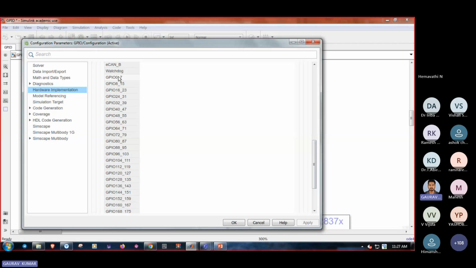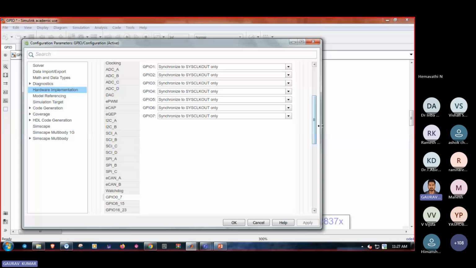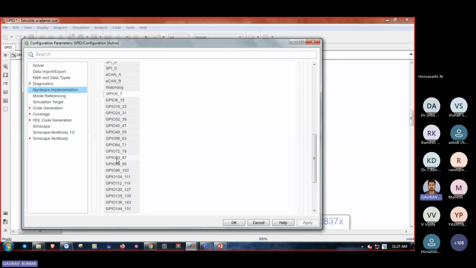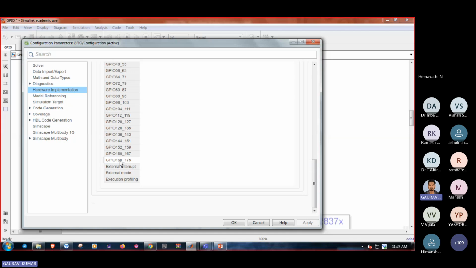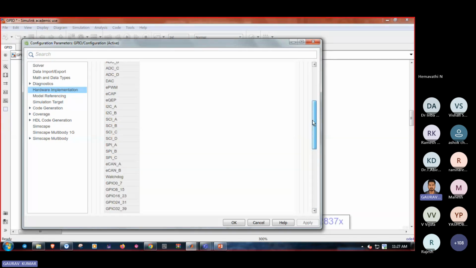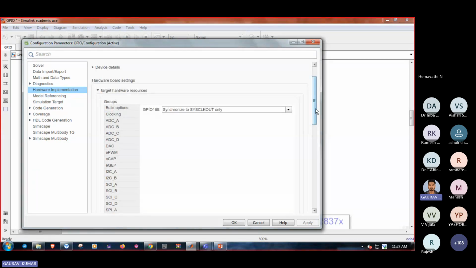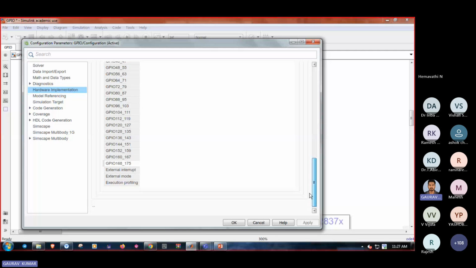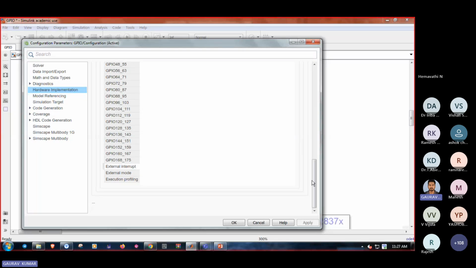Similarly, we can see the GPIO pins here, 0 to 7. When we select 0 to 7, then pins 0 to 7 are there. Then we go for the next, and at last, when we see GPIO 168 to 175, there is only one pin, 168. So a total of 169 pins are there. External input we can also see.